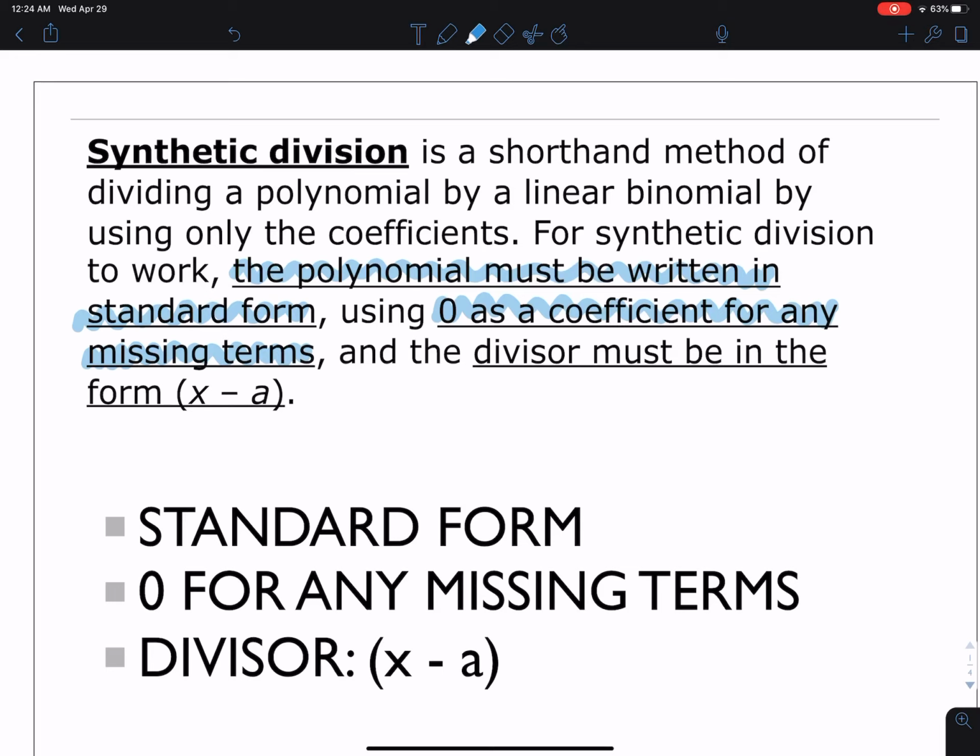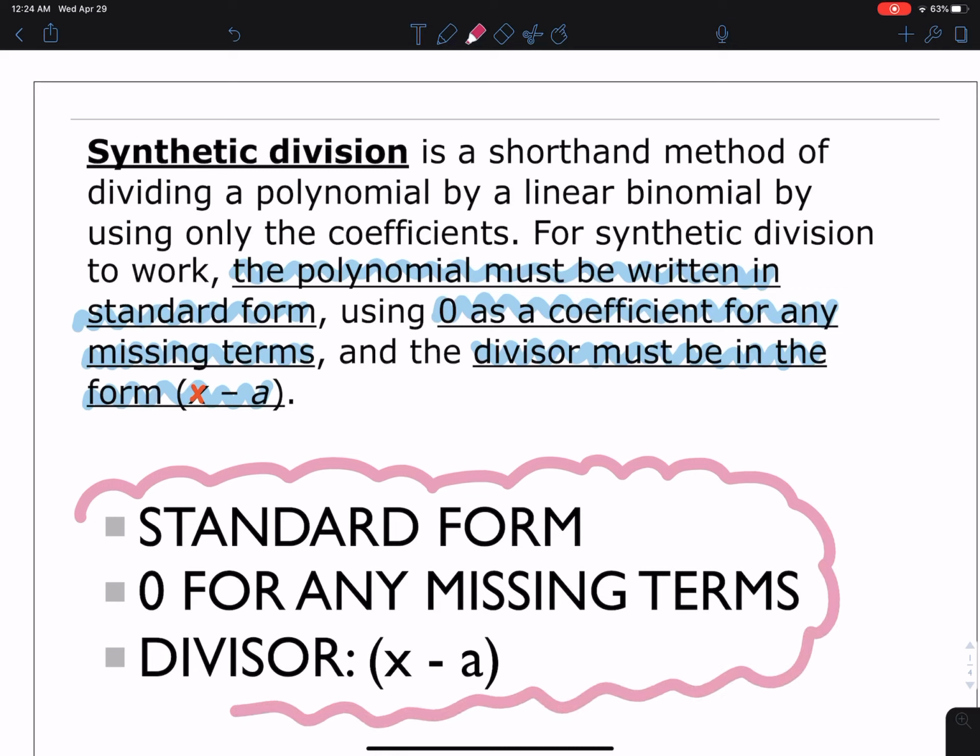And then also our third classification, the divisor must be in the form x minus a. So we can't have an x squared minus 3. This just has to be a plain old x. You can't have a 3x or 2x. So it's a little bit restricted in terms of what you can do synthetic division on. But as long as your polynomials meet these three classifications, then you can use synthetic division, and again, it should save you a lot of time. It's a little bit easier to understand, I would say, than long division as well.